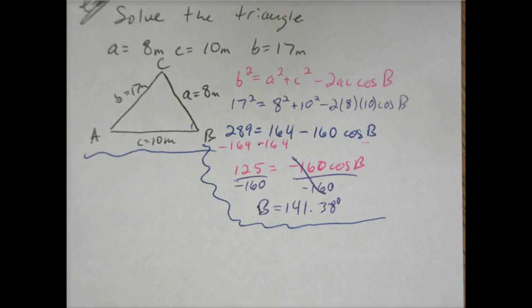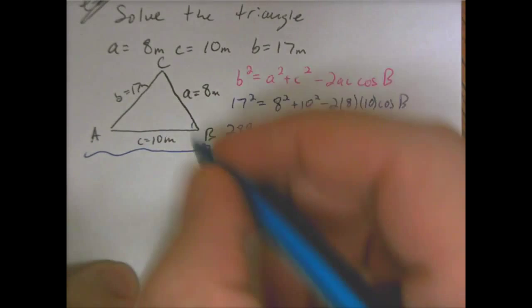Okay, so magically things appeared on the page. Yay. So now we can go back and we know angle B.